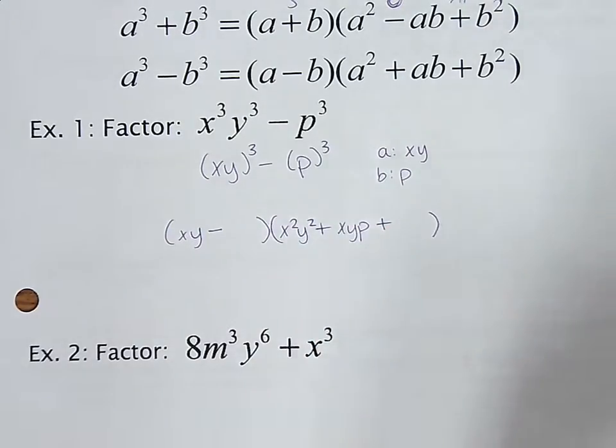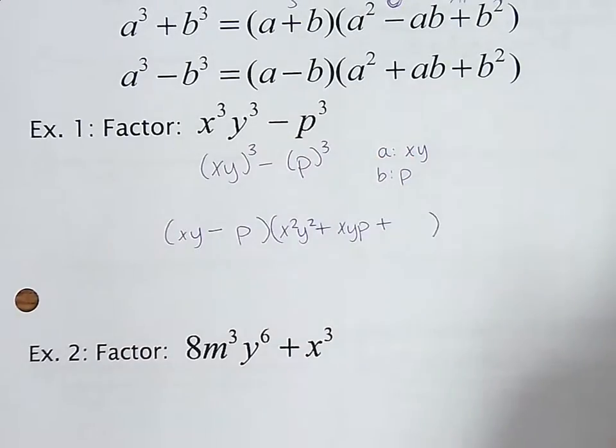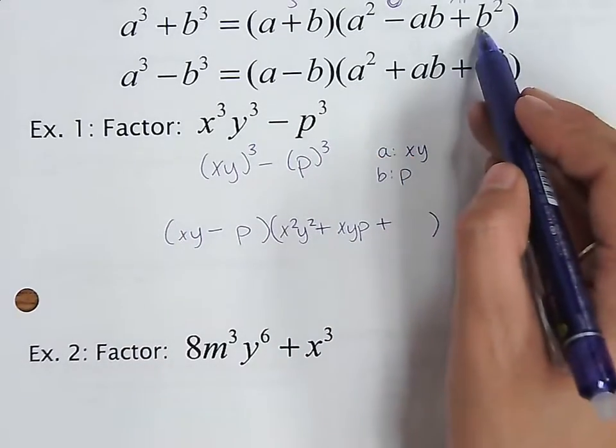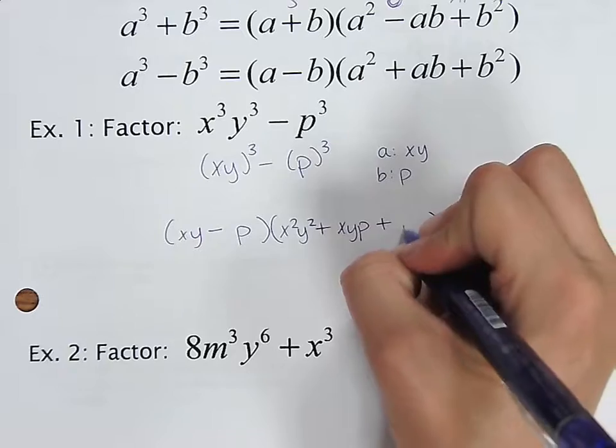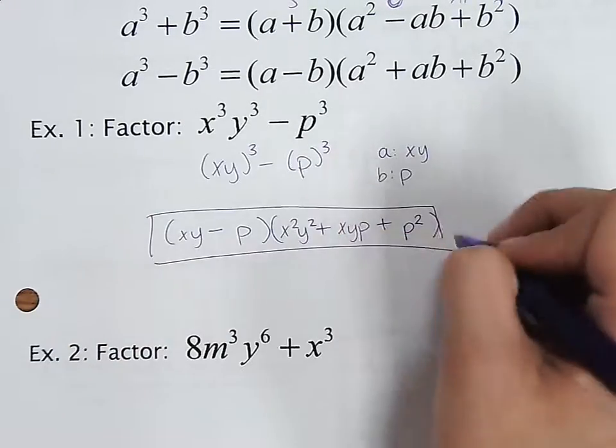And then we just need to come back and say our b. So this one is b, which is just p. This one is b squared, so p squared. And that's it. That's how you factor these.